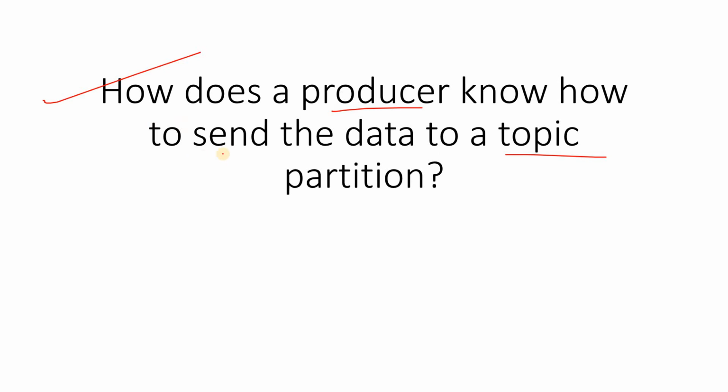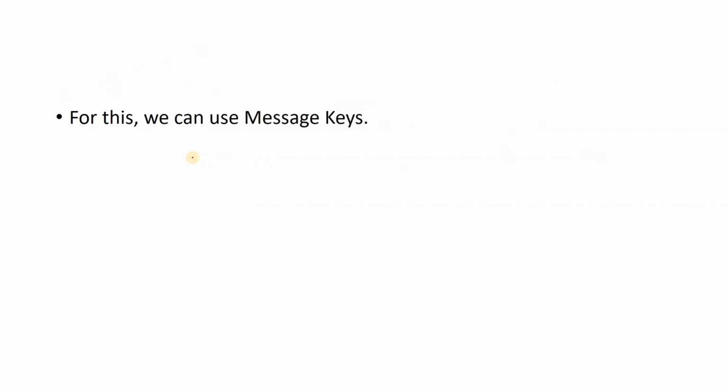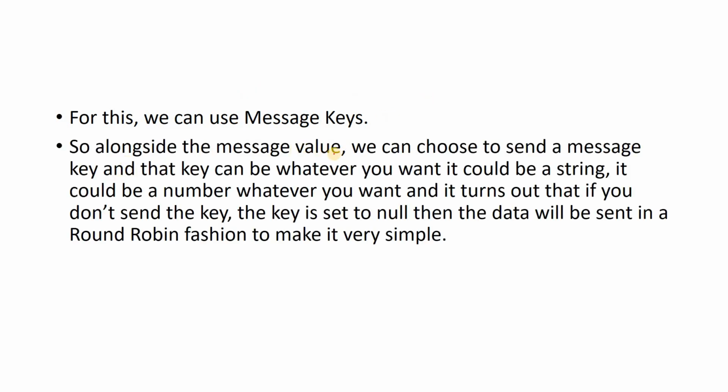How does a producer know how to send the data to a topic partition? That is, in which partition the data will be written, and how is it working in the backend? For that, we use the concept of message keys. Alongside the message value, we can choose to send a particular message key, and that can be whatever you want. It can be a string, it can be a number, whatever. And if you don't send any key with your actual value, then the key is set to null.